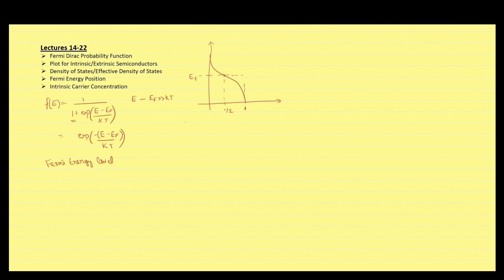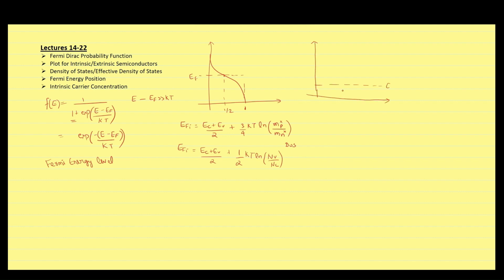We found the formula for the intrinsic Fermi energy level to be equal to (EC plus EV) divided by 2 plus 3 upon 4 kT natural logarithm of effective mass of hole divided by effective mass of electron. Remember that here also we have used the effective mass for density of states. This formula can also be written as (EC plus EV) by 2 plus 1 by 2 kT natural logarithm of NV divided by NC. And suppose you have valence band energy EV and conduction band energy EC, then the Fermi energy level for an n-type semiconductor will obviously lie somewhere close to the minima of the conduction band energy. So the Fermi-Dirac probability function will be like this.